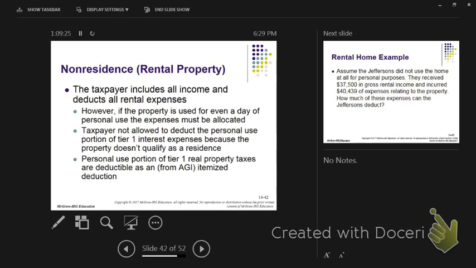So the property, if the property is used for even a day of personal use, the expenses must be allocated. So if you're renting an entire lake house, and then for some reason in 2016 you decided to live in it for 2 days, you now have to allocate your expenses between personal and rental. Now, I'm just curious, how many of you guys think that actually happens? Okay. Think of all the rental property down at the Lake of the Ozarks. Think of how many are probably 98% rental, but an owner stays in it, hit or miss.